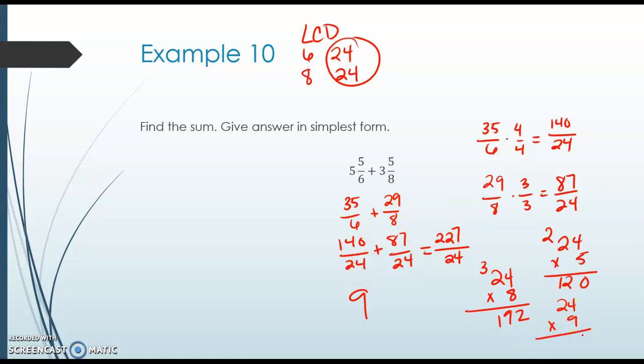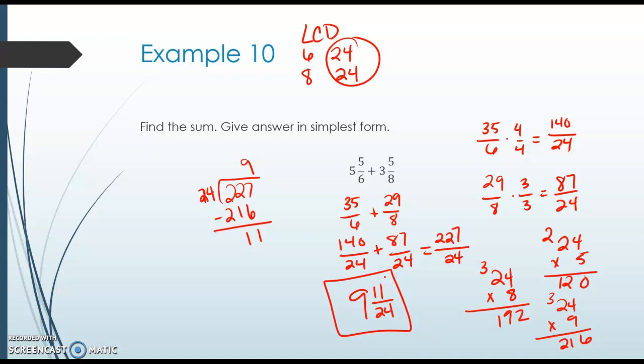So 9 times 4 is 36. And 9 times 2 is 18, 19, 20, 21. So we're at 216. So now I'm going to do 227 minus 216 because basically this is what I'm in the middle of. And I found that 9 went into it. 227 minus 216 leaves us with, that's a 1 and that's a 1, 11. And so I end up with 9 and 11 24ths.